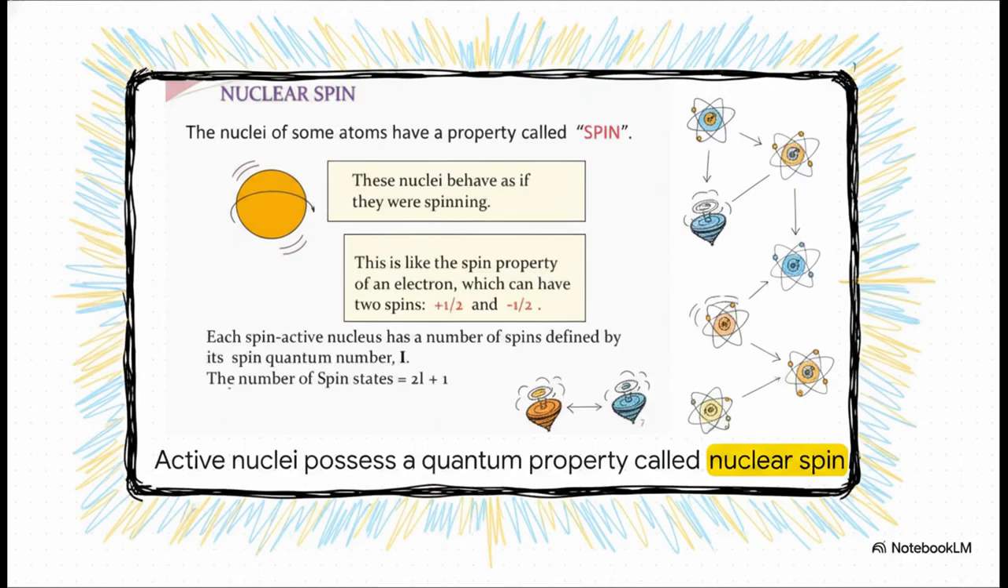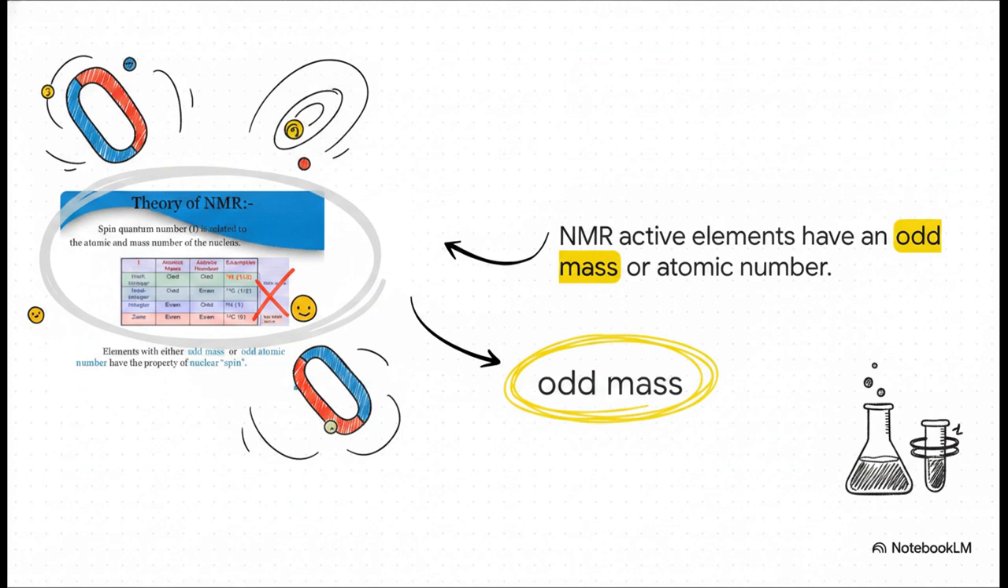Now, certain nuclei behave as if they're spinning, possessing an intrinsic quantum property predictably called nuclear spin. It acts a whole lot like a tiny, charged spinning top. But here's the catch. Not all elements can be analyzed using NMR. To be NMR active and actually possess this spin property, an element has to have either an odd atomic mass or an odd atomic number.